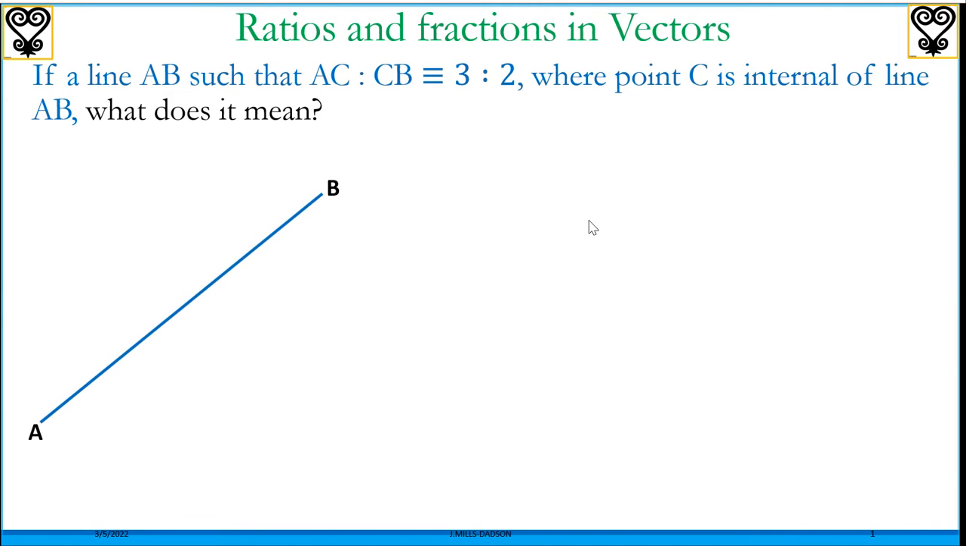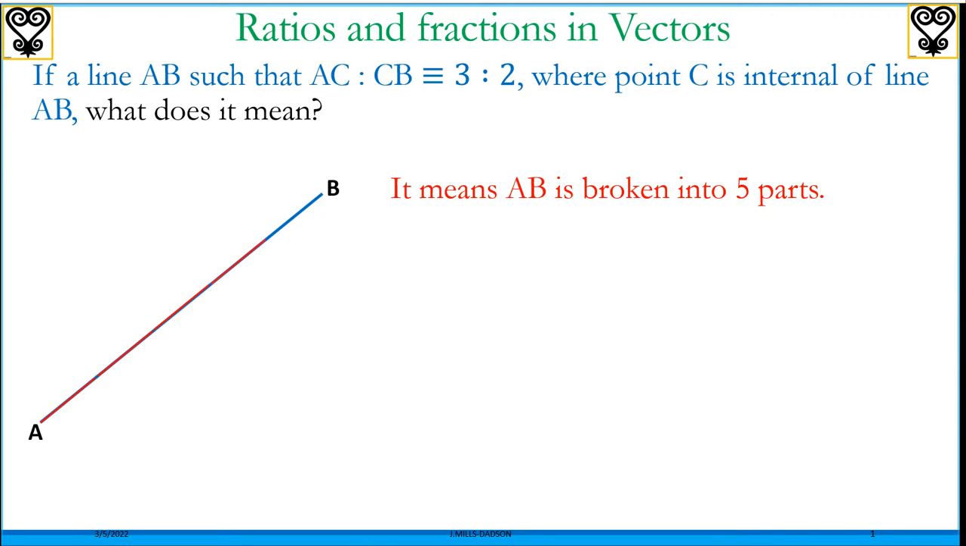If a line AB is such that AC to CB equals 3 to 2, where point C is internal to line AB, what does it mean? Okay, so given line AB, there is a point within AB such that AC is 3 parts and CB is 2 parts, meaning the whole line AB has to be divided into 5 parts.